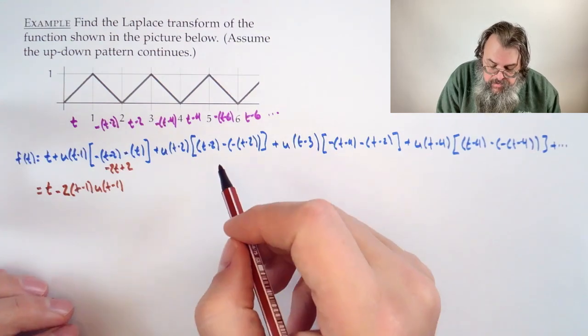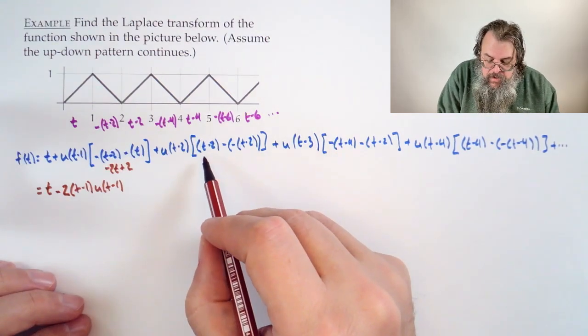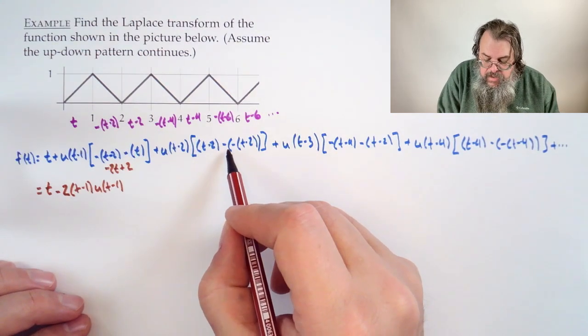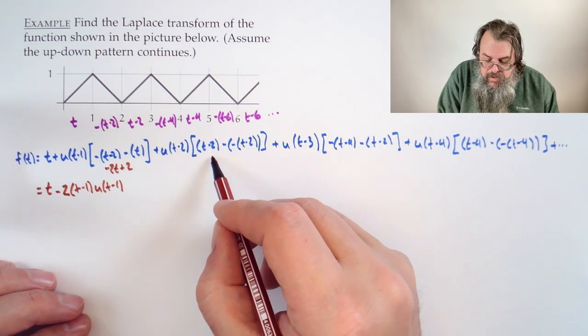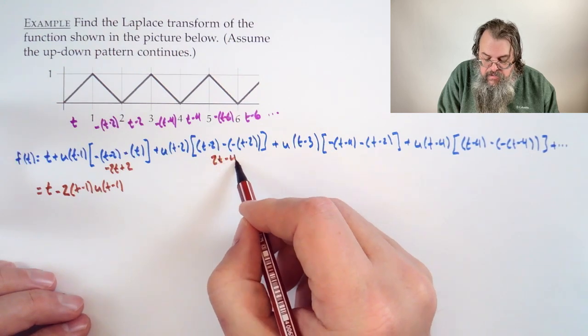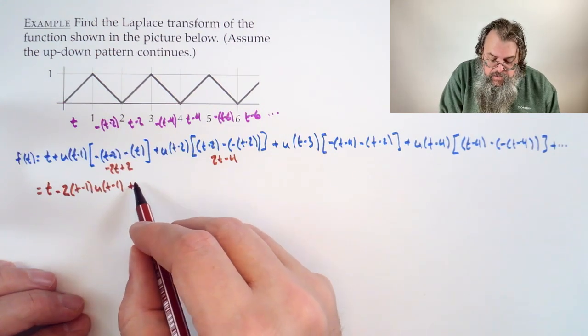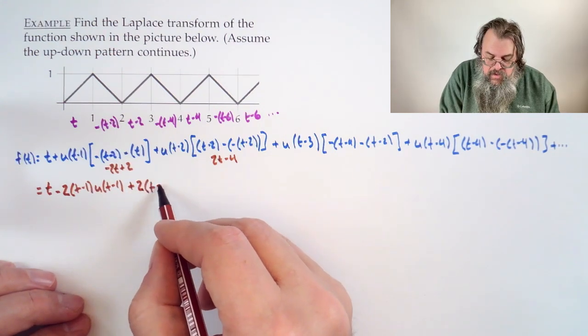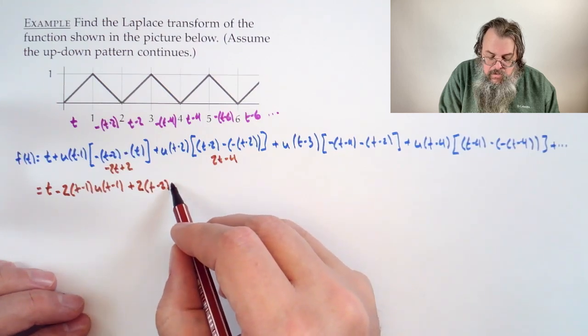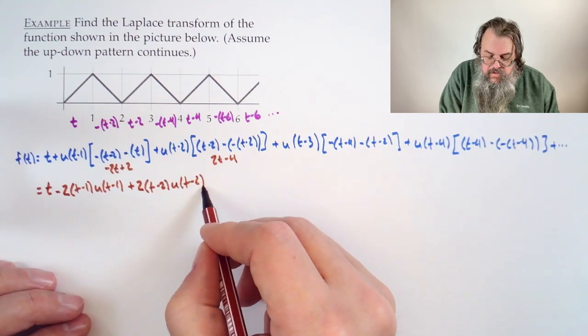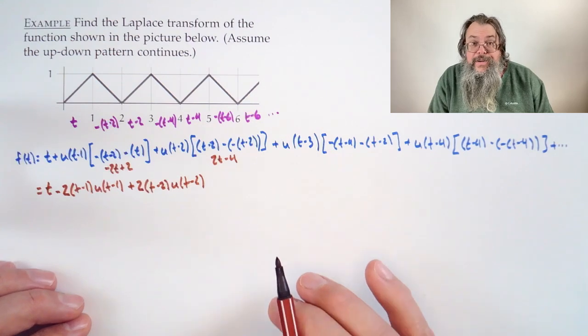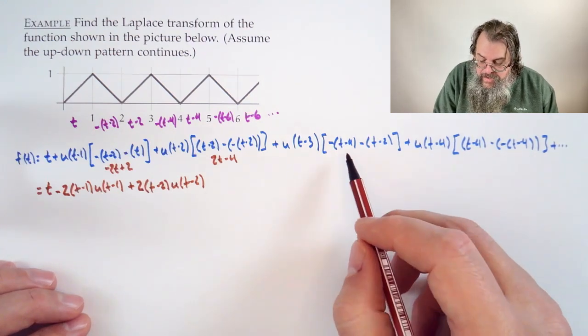Okay, how about this next one? Well, it becomes t, and there's a plus t, so that becomes a 2t and minus 4. Well, we want it to look like t minus 2, so I'll write this as a plus 2, t minus 2, u of t minus 2. Oh, all right, this is looking pretty promising.